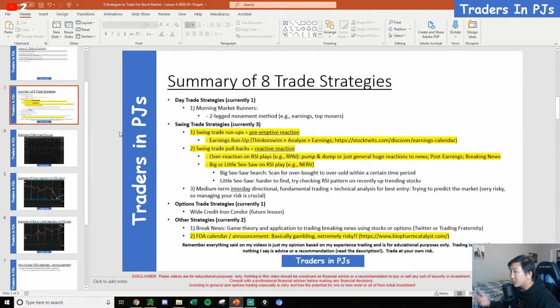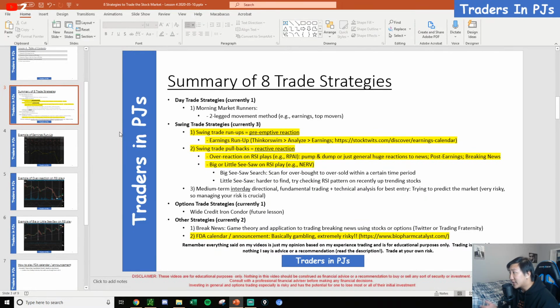And I'm going to show you a few slides as an example in the next few slides. The third swing trading strategy is a medium-term intraday directional fundamental trading. It's a mouthful, but essentially you're trying to predict the market based on some news that you expect in the future. Now, this is very risky.